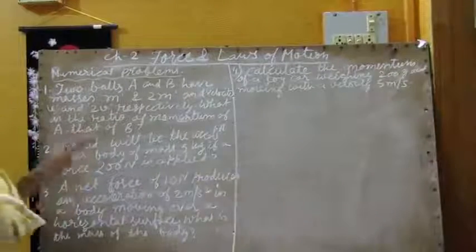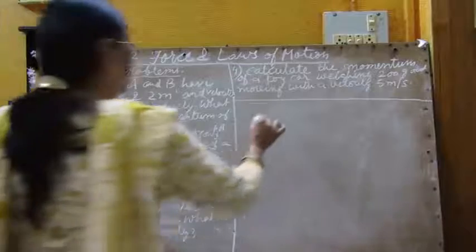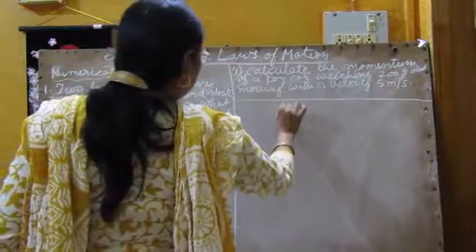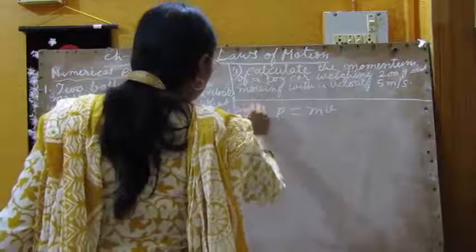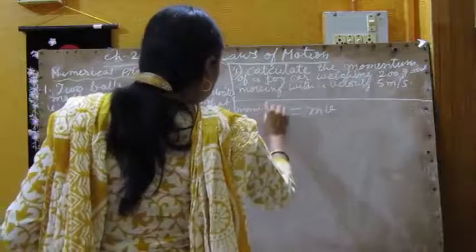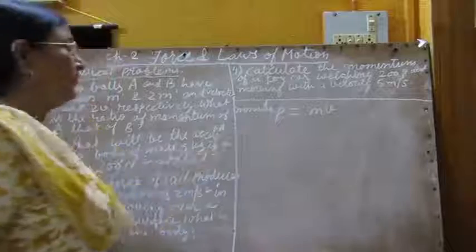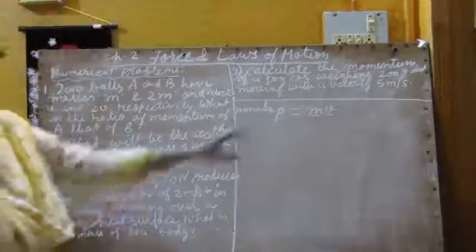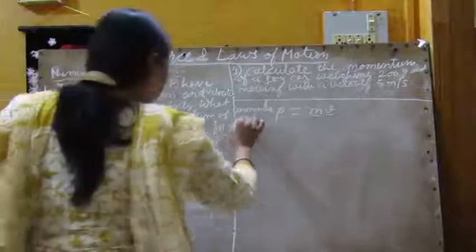Now, what we know about momentum: momentum P equals M into V, where M is the mass and V is the velocity of a moving object. Clear? Now, let me start.